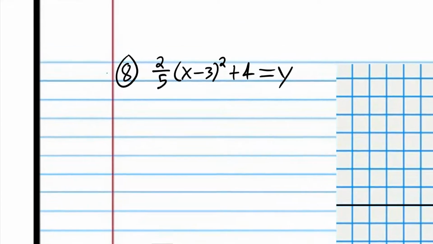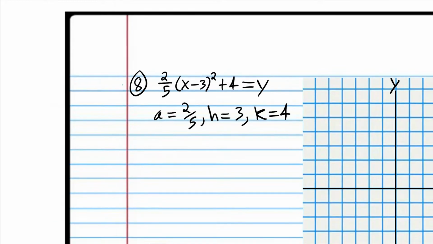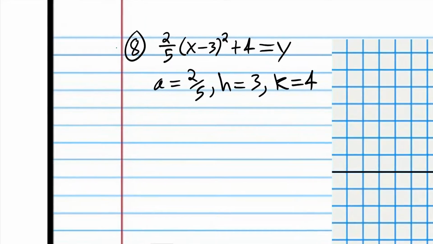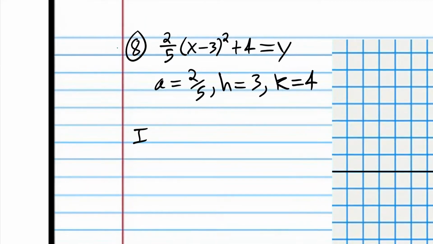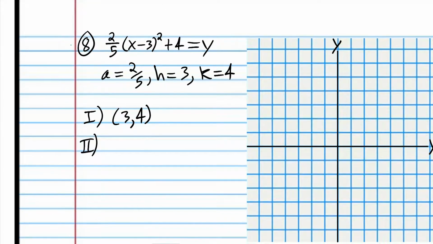All right, we're back. So A is equal to 2/5, H is equal to 3, and K is equal to 4. So this sign changed, but this sign did not change. That's the way vertex form works when you're looking for the vertex. Step 1 is to find the vertex, and we pretty much already did that. Step 2 is to find another point around the vertex. But let's first graph the vertex.